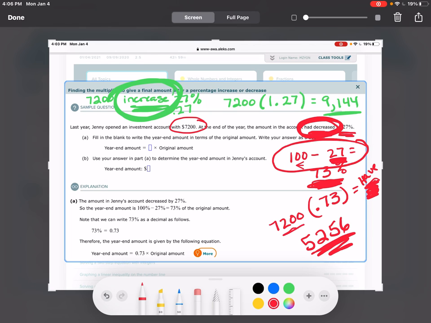I started with this amount, but it went down. So for a decrease, make sure you take 100 minus the percent that's going down, and then use that usually bigger, but not necessarily, number. That's the number, that percent that equals what you still have. Okay?